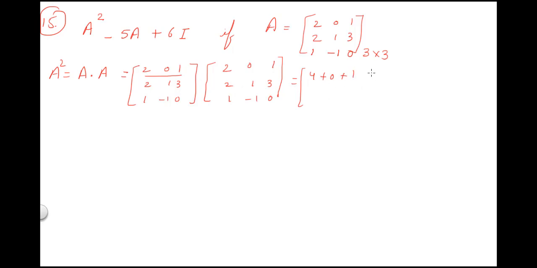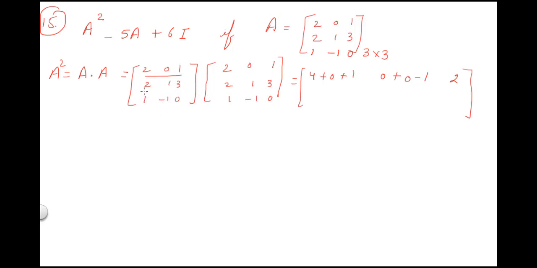Now you are going to get the second element. How? 2 cross 0 is 0 plus 0 cross 1 is 0 plus 1 cross minus 1. We get minus 1. Then 2 cross 1 is 2, then 0 cross 3 is 0 and 1 cross 0 is 0. So we get 2 only. Similarly, we have to do it for the second row and third row.